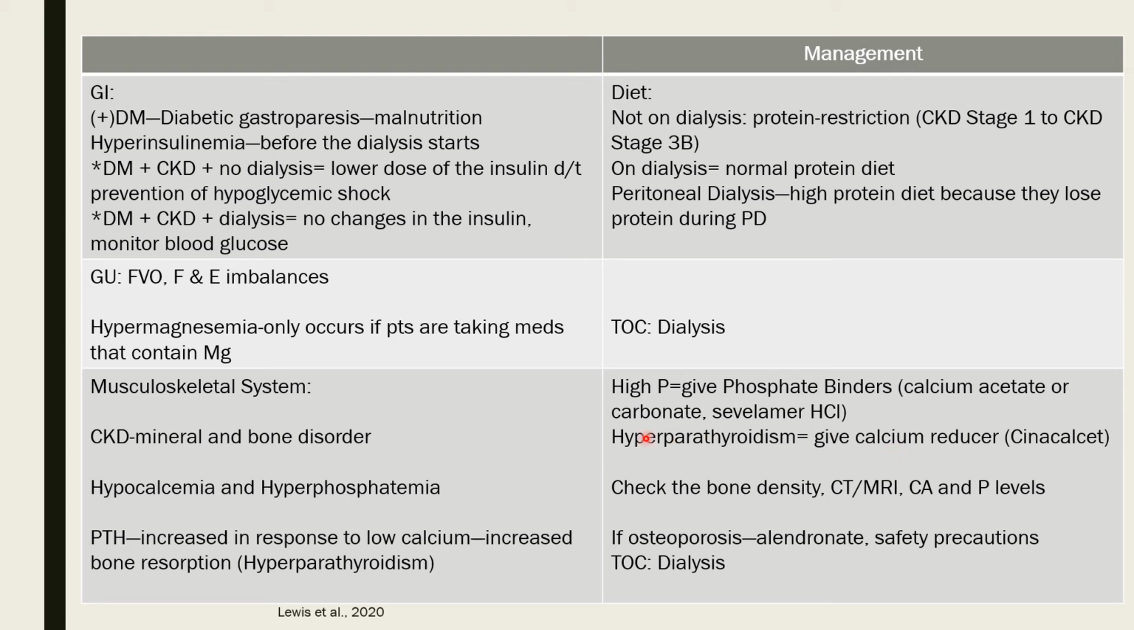Okay, and again, if calcium is imbalanced, then their bone will be affected too. So that's why your patient needs to have their bone density checked, with a CAT scan or MRI. If osteoporosis is present, we can administer alendronate as ordered, and we want to make sure they are really compliant with dialysis.